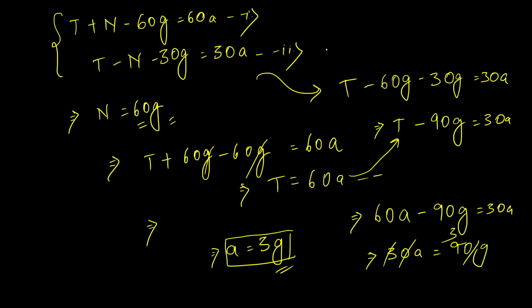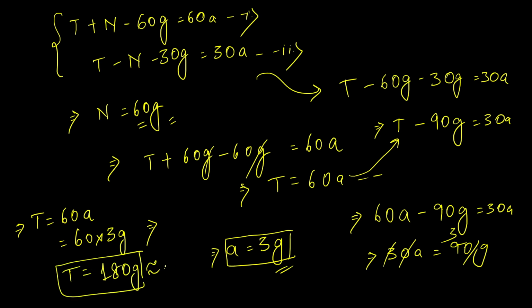And the tension, that's what we need to find. The tension will be what? That will be 60 A, or 60 multiplied by 3 G, that is equal to 180 G. Approximately 1800 Newton. That much force he needs to exert on the rope in order to get his correct weight on the weighing machine.